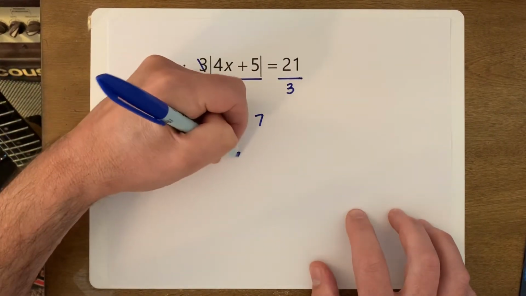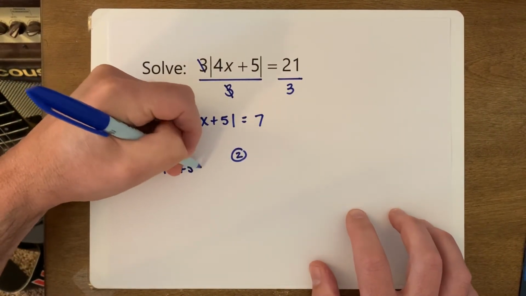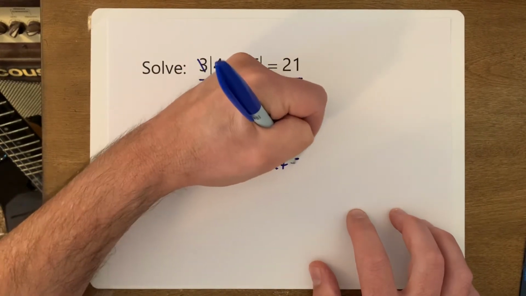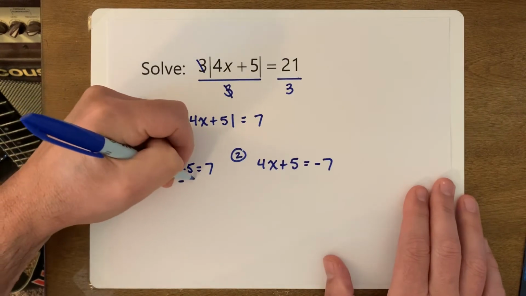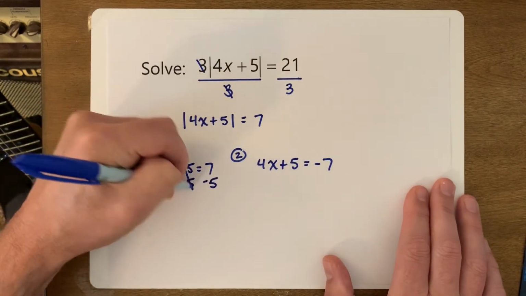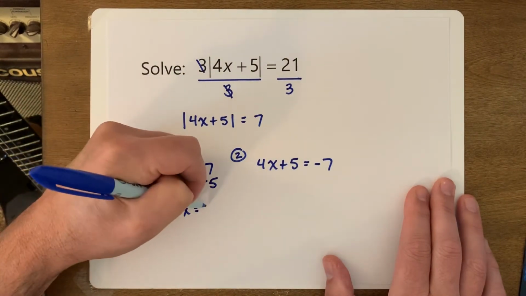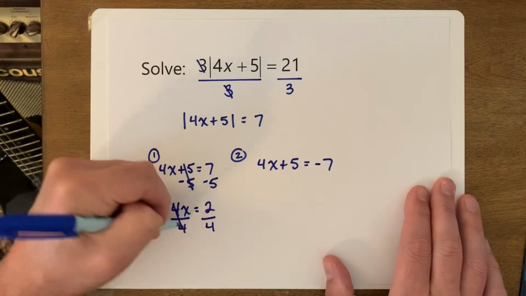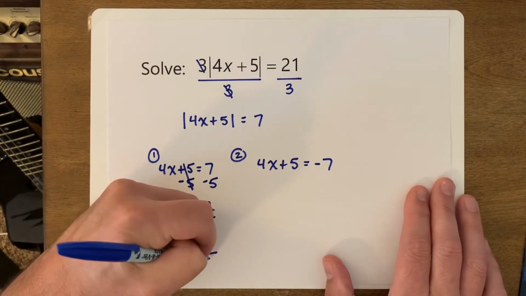First one, second one. 4x plus 5 equals 7, and 4x plus 5 equals negative 7. Okay, let's keep going. Minus 5, 4x is equal to, looks like 2. Divide by 4, and you get x is equal to 2 over 4, aka 1/2.